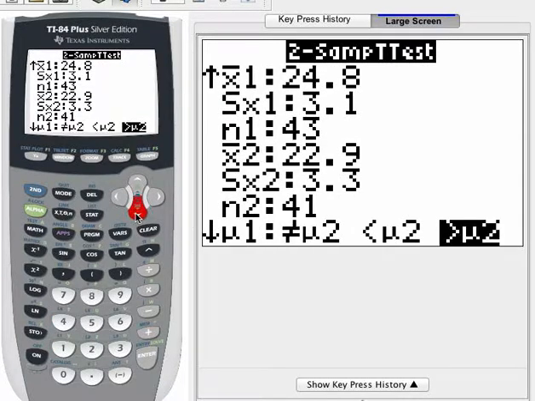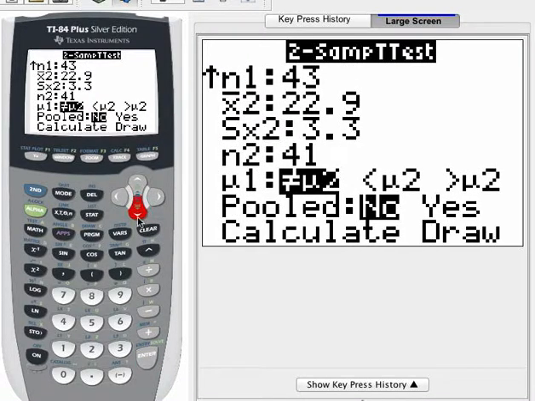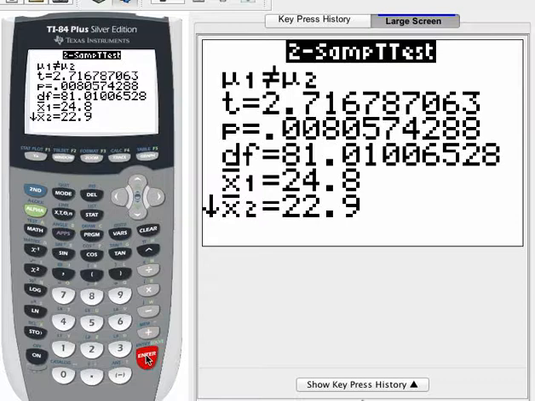So we know the alternative hypothesis is a not equal to alternative. And then we'll calculate our t-score. There, that confirms our t-score of 2.717. And that also confirms the p-value, 0.0081.